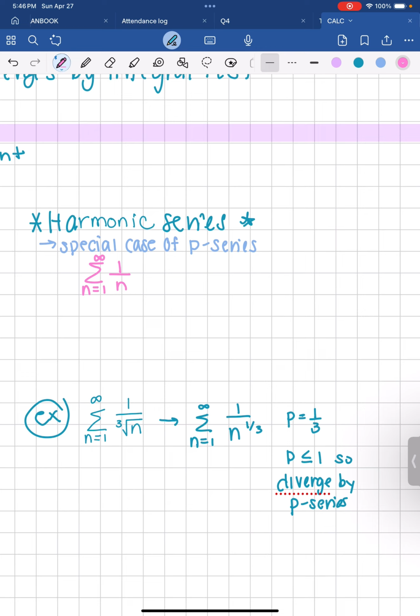Okay? And you can see that it's going to diverge by the P series because look, see that little 1 right there? P is equal to 1. Well, if P is less than or equal to 1, we diverge by the P series. Okay, so the harmonic series, which is right here, is always going to diverge. It's a special P series.